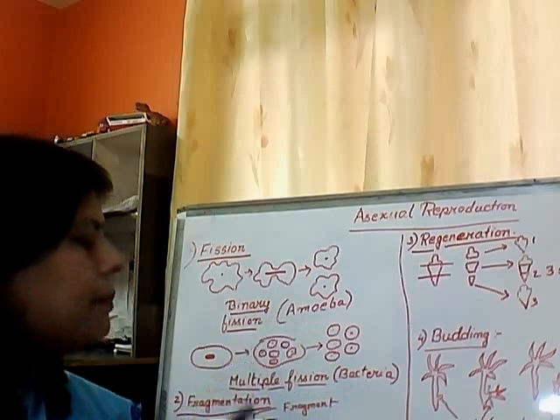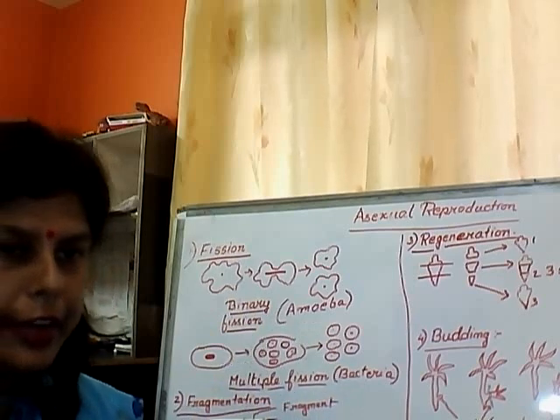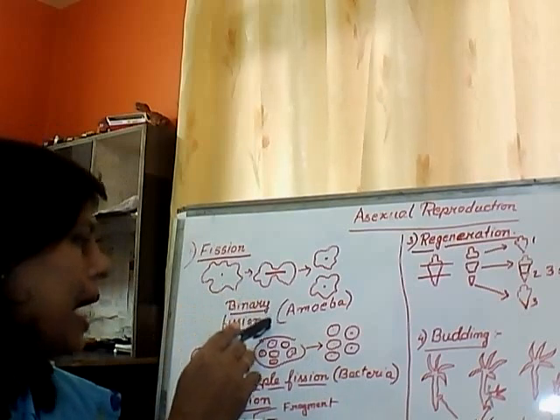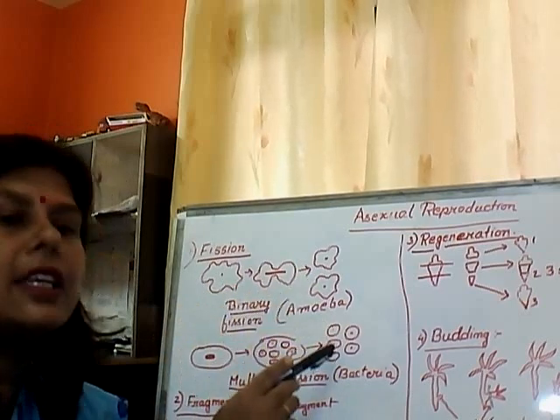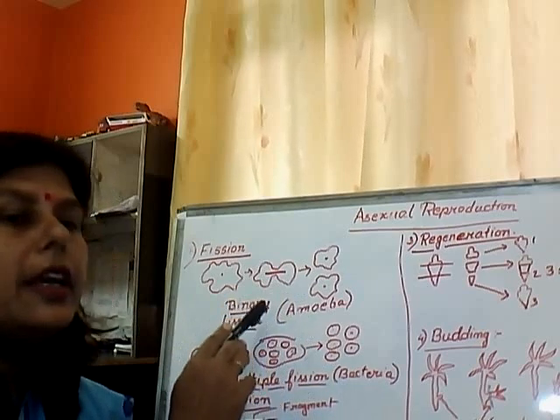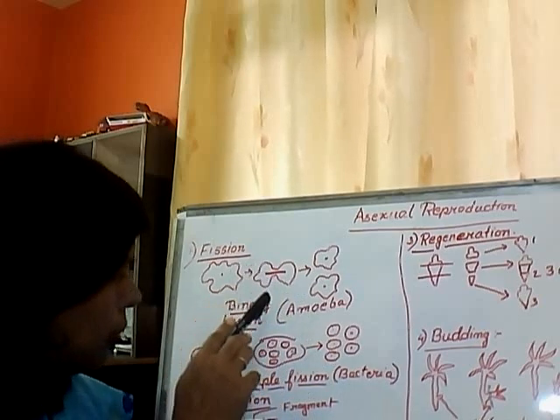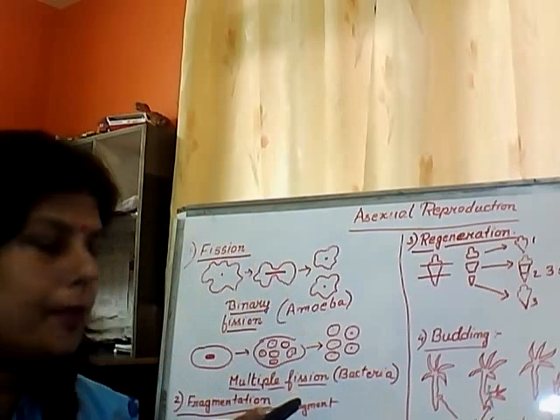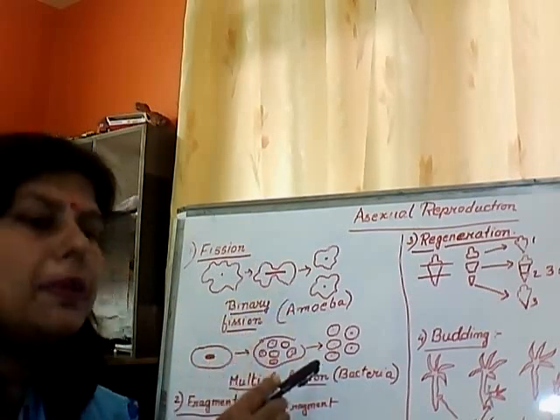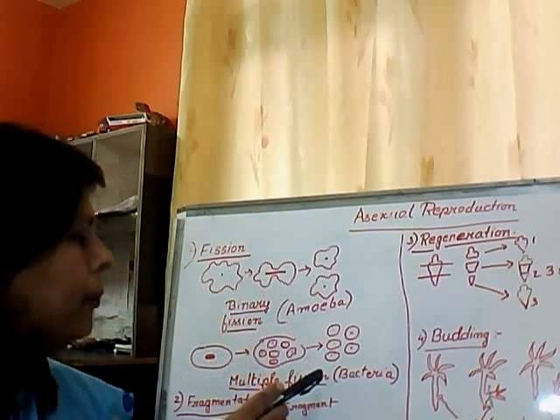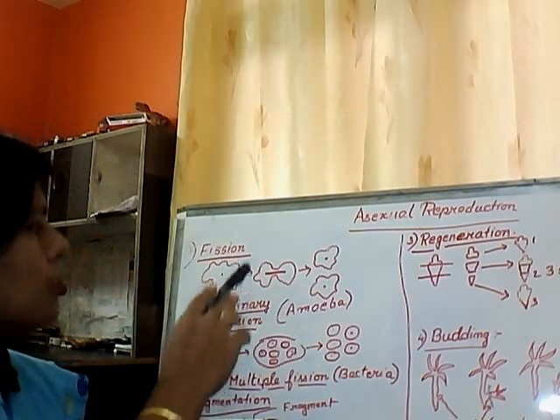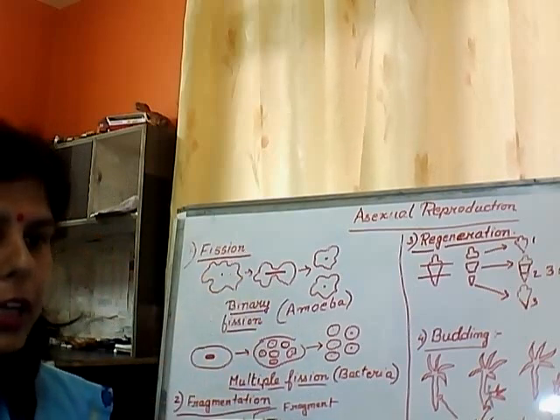So the best example we can give is the bacteria. But here the difference is there. One is that in binary fission two cells form, in multiple fission many cells. Another difference is that binary fission is common during favorable conditions, and multiple fission takes place when the environment is not suitable for that individual. So this is one type of asexual reproduction.